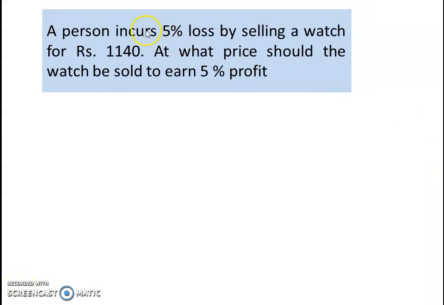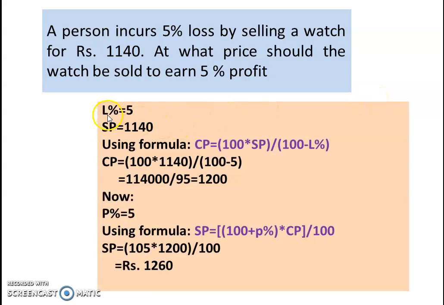Next question is, a person incurs 5% loss by selling a watch for rupees 1140. At what price should the watch be sold to earn 5% profit? So this is similar to previous question. In this case, loss percentage is given, SP is given, so we can calculate value of CP. Now in this case we have loss, so formula will be 100 into SP divided by (100 minus loss percentage). Now value of CP will be 100 into 1140 divided by (100 minus 5). After calculating this value, CP is 1200 rupees.